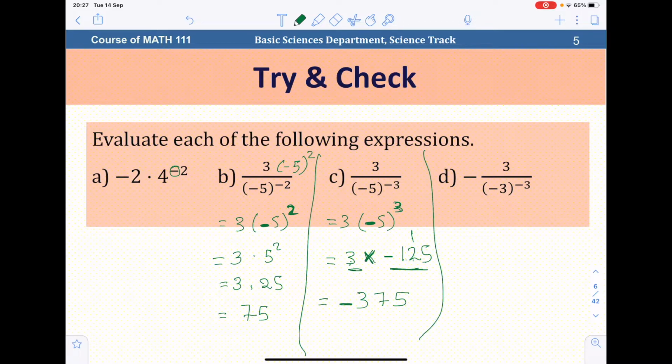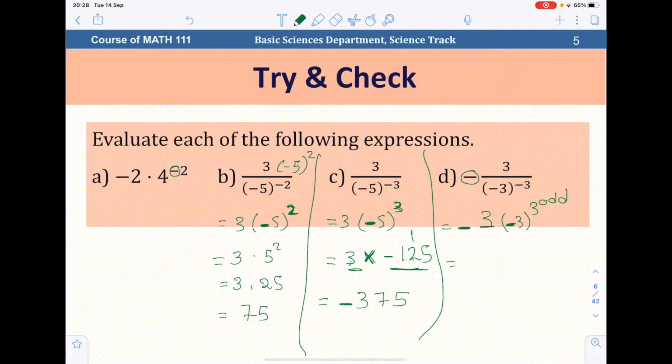Okay, the last one, we have negative. So I'll put this negative as it is. Then I have 3 also, I'll put it. Then in the denominator, I will move the numbers to the numerator and cancel the negative in the power. So negative 3 to the power 3. Now since here I have negative, but here I have odd, the negative here will stay, okay?